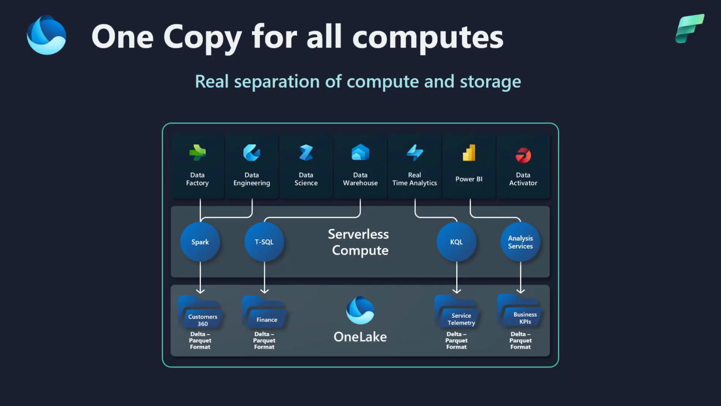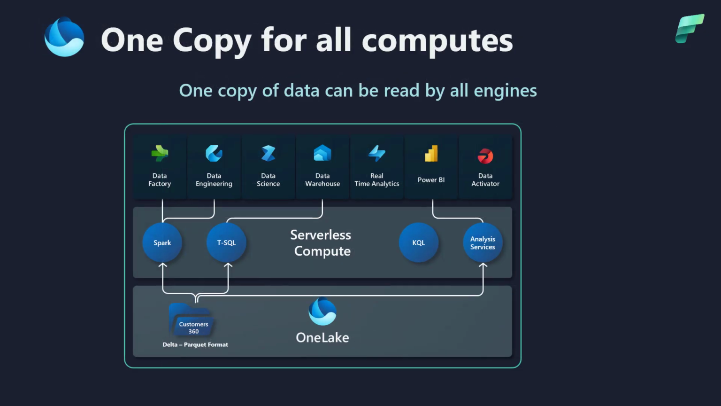With the introduction of OneLake, we have the real separation of compute and storage layer in this architecture. It also means that we create just one copy of the data that can be read by all engines in Fabric. This is a concept that Microsoft calls OneCopy. OneCopy aims to get the most value possible out of a single copy of data without data movement or duplication.